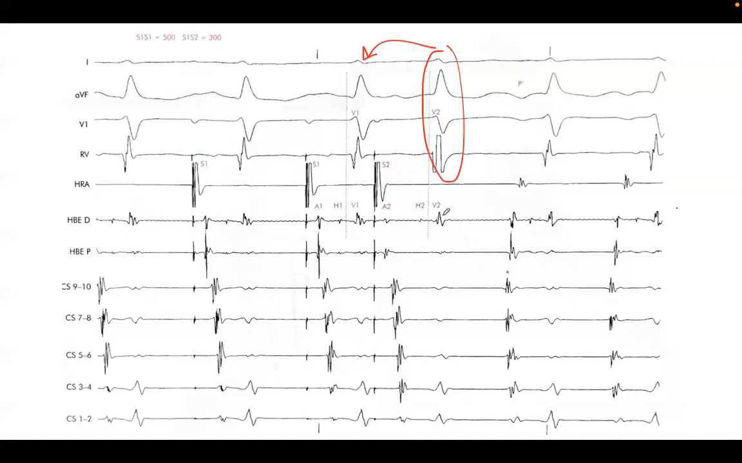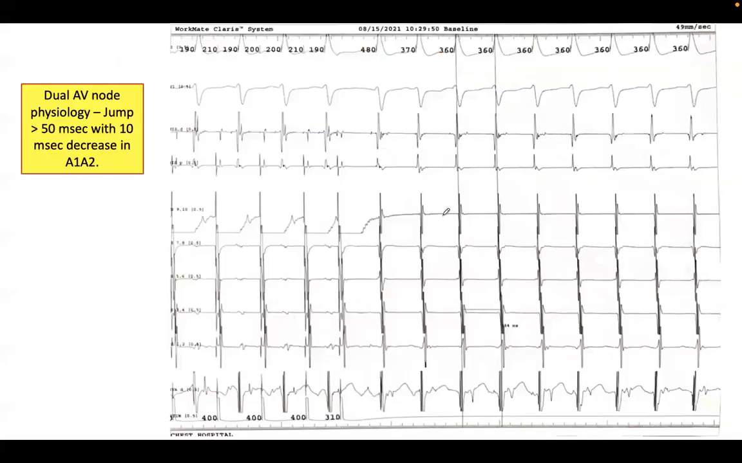Usually in a healthy His-Purkinje system, the HV doesn't change. If it shortens, like we said, there's an accessory pathway. If it's prolonged, there's His-Purkinje disease or aberrant conduction. But usually for most people, it remains the same. So in this case, there is AH decrementation. And jump, the definition of jump is more than 50 millisecond prolongation with 10 millisecond decrease in your S1, S2, or A1, A2 interval. You're coming down by 10 milliseconds, and then you see jumping by 50 milliseconds.